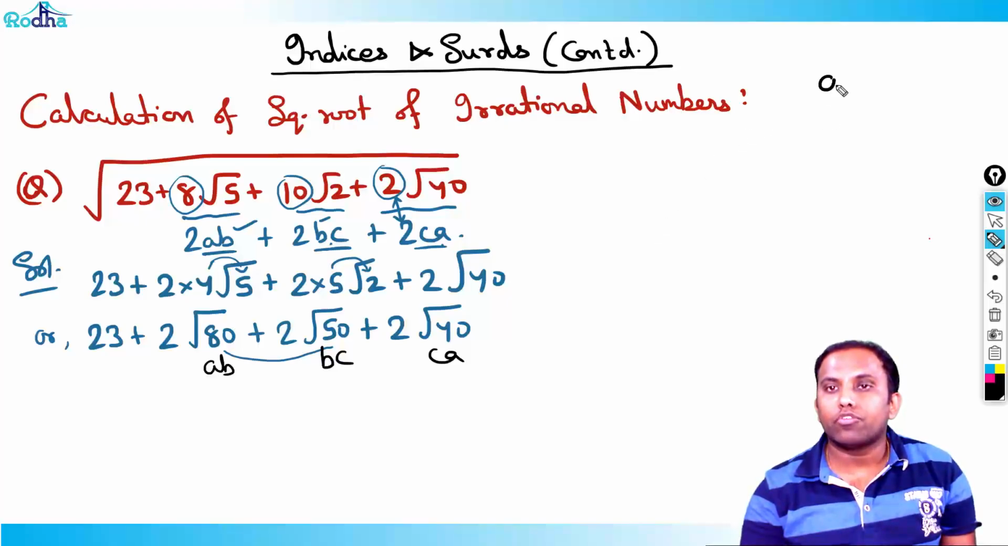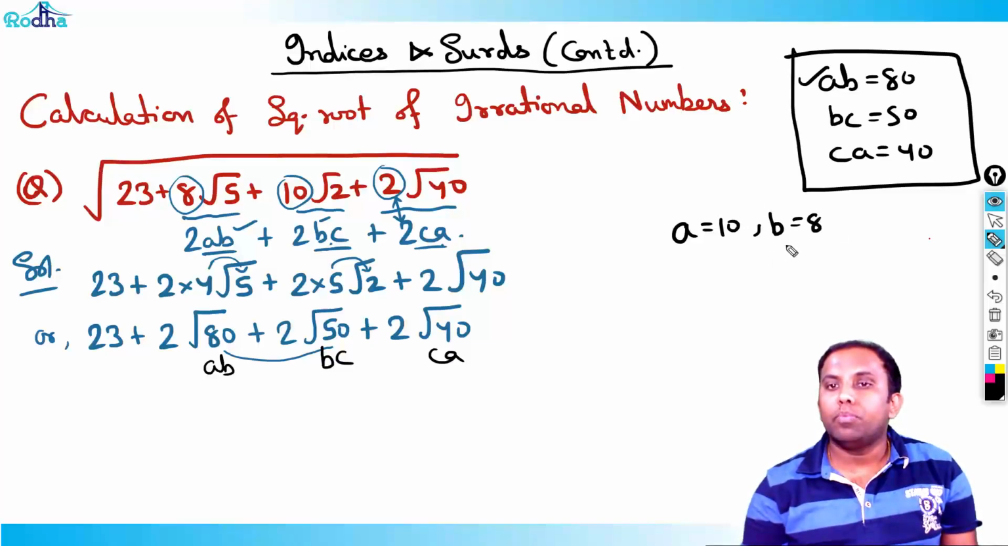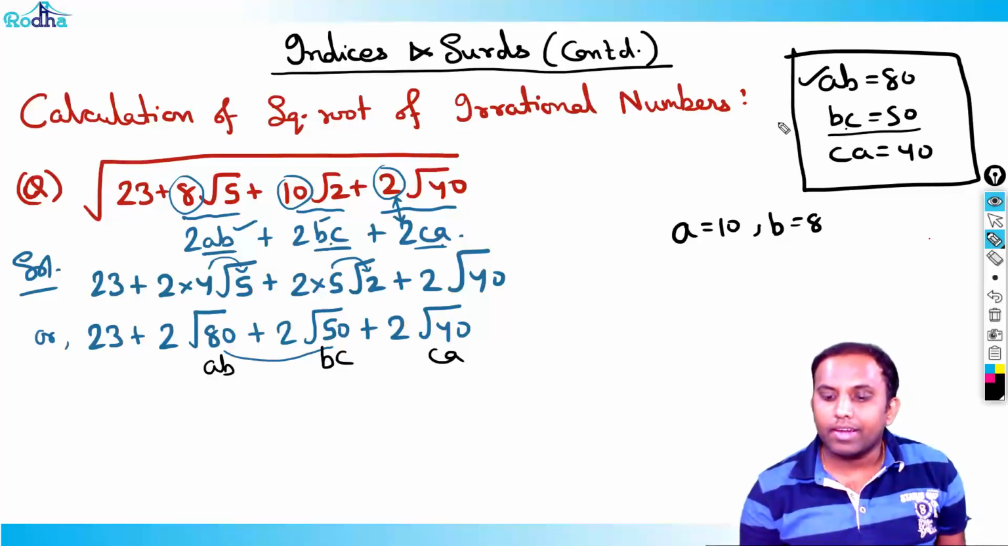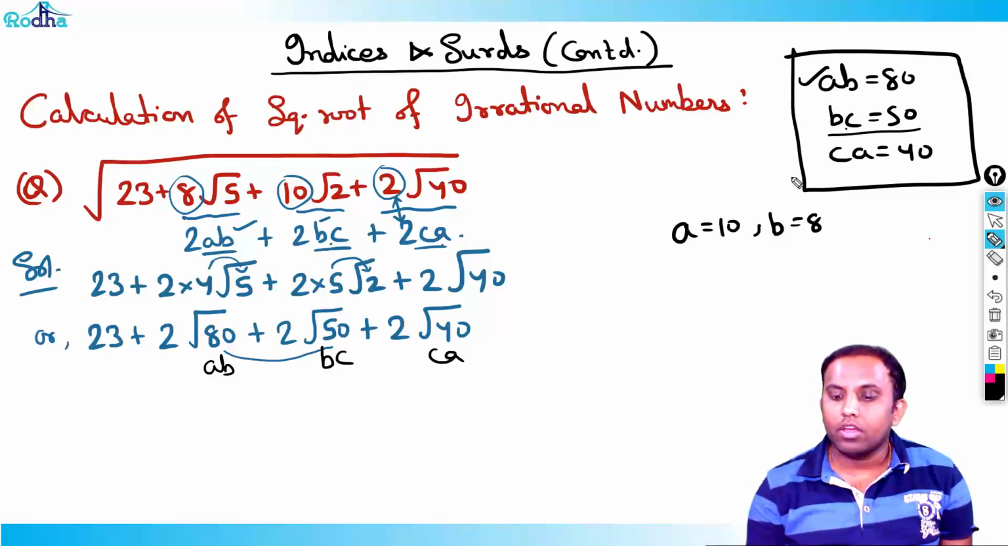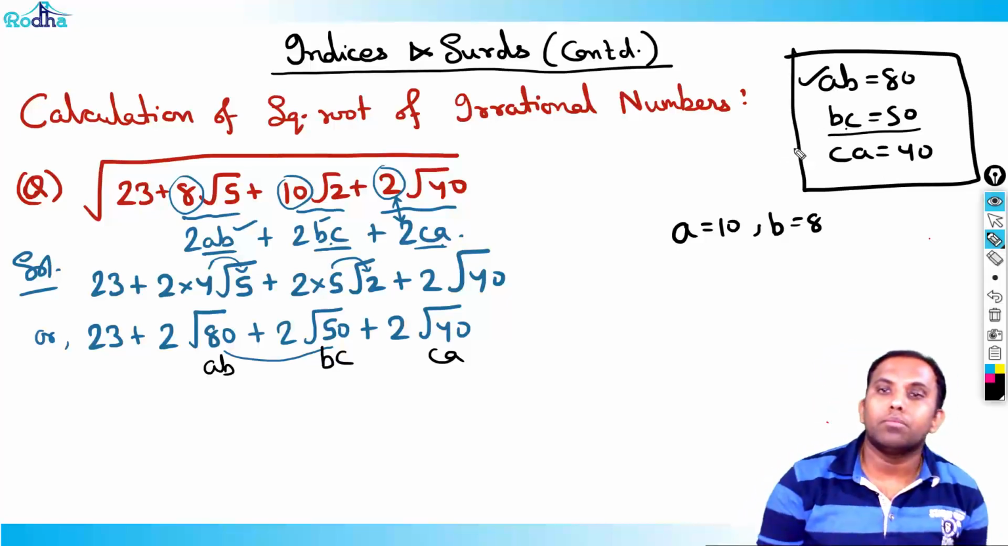So if you have to think of it, if AB is 80 and BC is 50 and CA is 40, which term will satisfy this? Just for example, let's suppose A equal to 10. If A is equal to 10, then for AB to be 80, B needs to be 8. Now if B is 8, then for BC to be 50, C can't be correct here. So it is not satisfying. I hope you're getting it. You have to further look for the number which will satisfy.